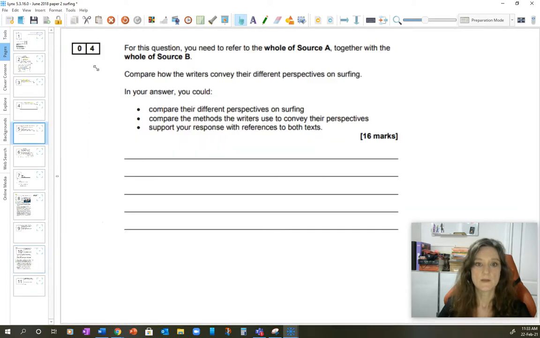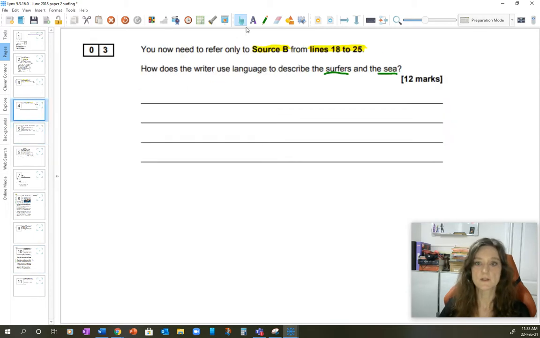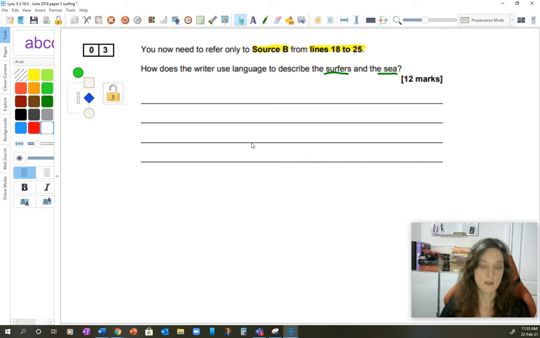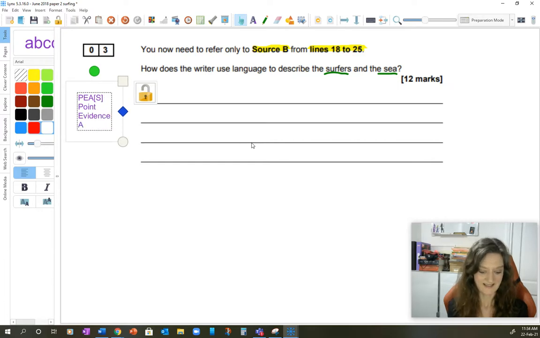Okay, right, question 4 is the tough one. Oh, sorry, back to question 3 first. Yeah, what technique are we using here? Well, the technique that I always use is PEA with an optional S in it, and that stands for points, evidence, quotations, analyze. So zooming in.